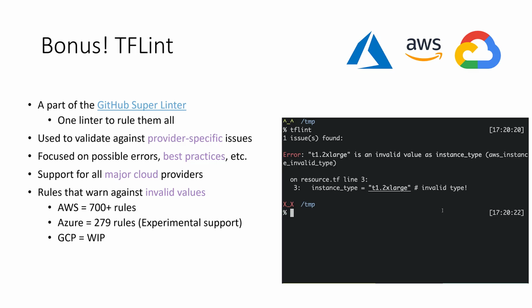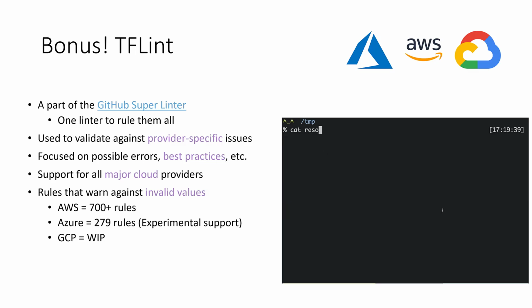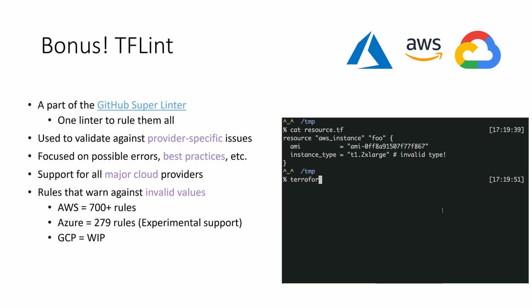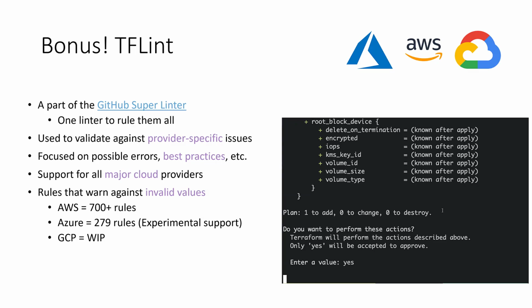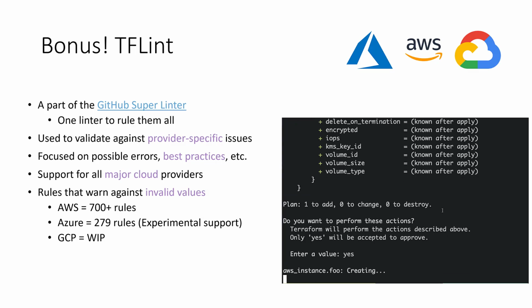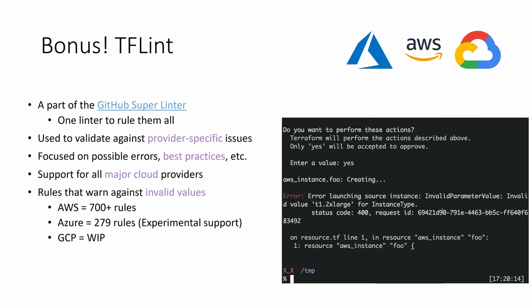Using TF-lint, we see it actually validates against the provider, against the cloud provider, showing that, hey, the value that you put in for this is actually an invalid type. It's not legit. So it supports Azure, AWS, and Google Cloud. There's a bunch of rules available. Obviously, they started with AWS because there's over 700 rules for AWS for this linter, and there's just under 300 rules for Azure today as they're working through the support for that. And for Google, there's one.